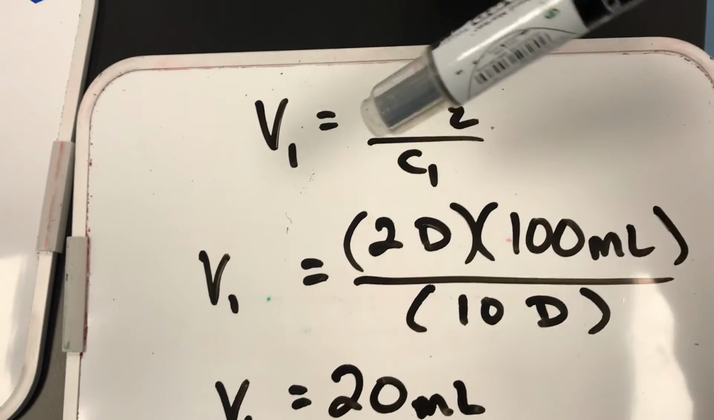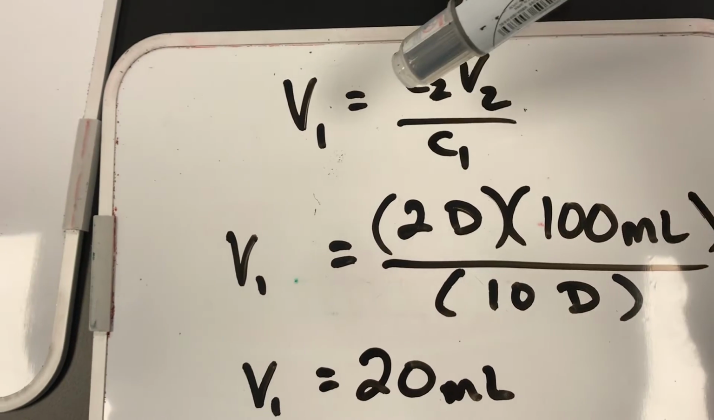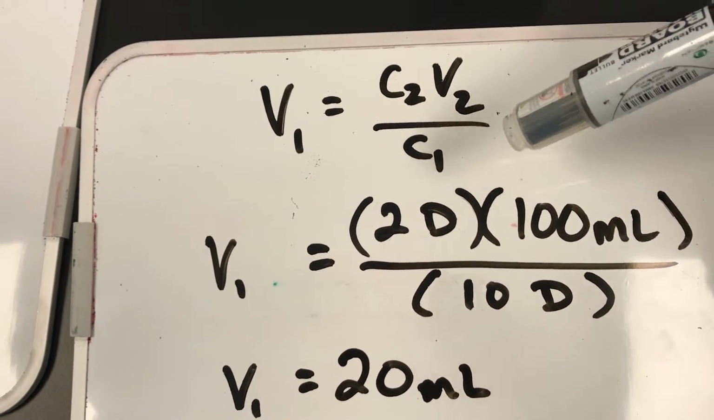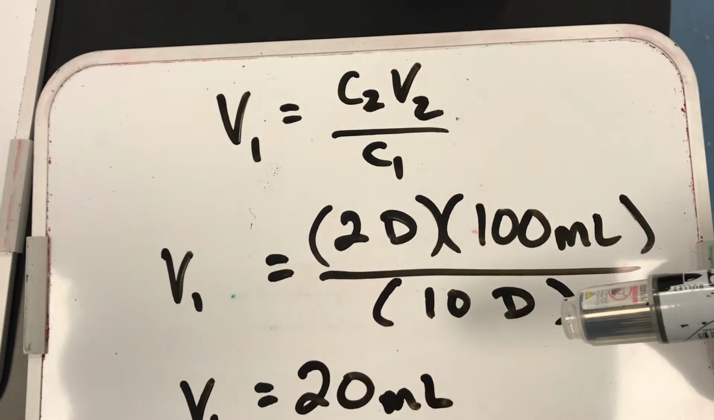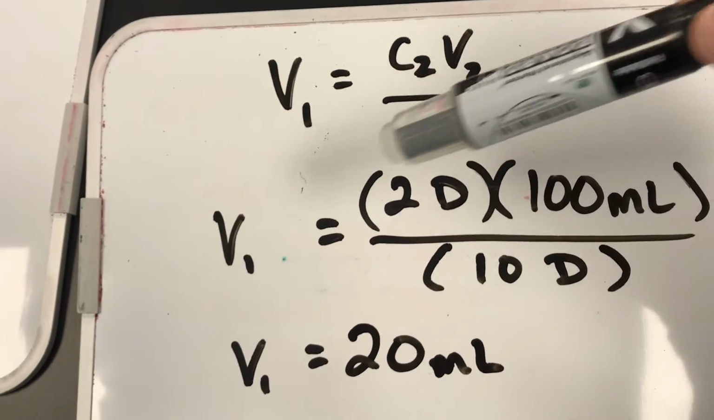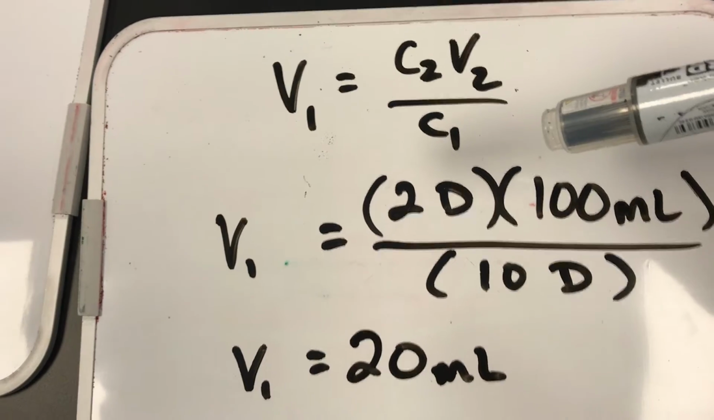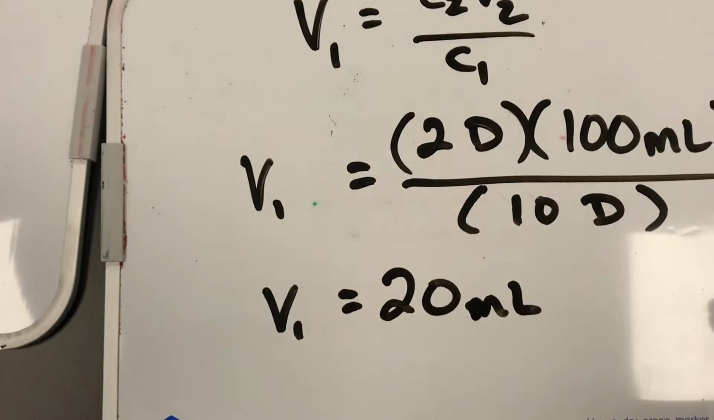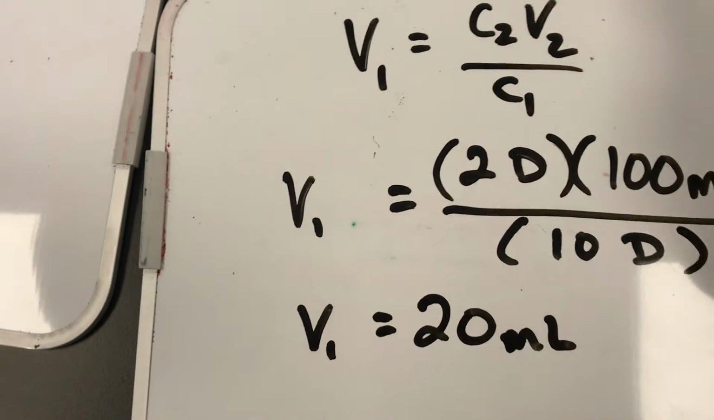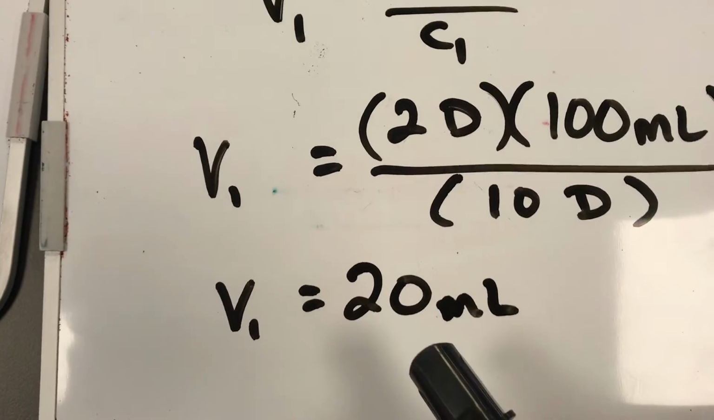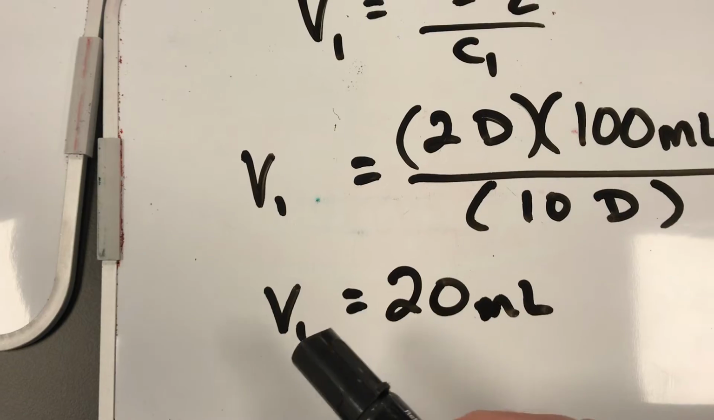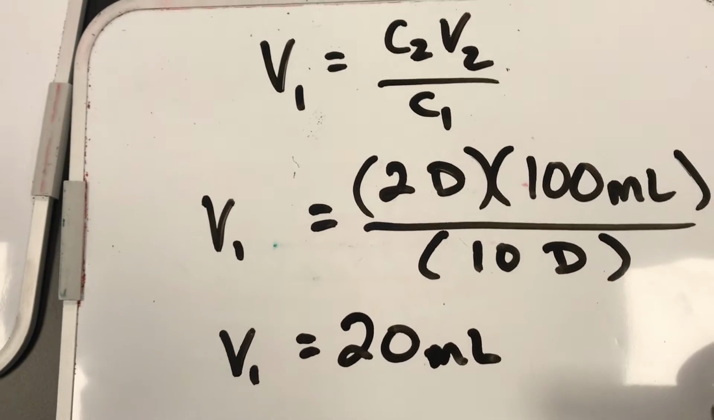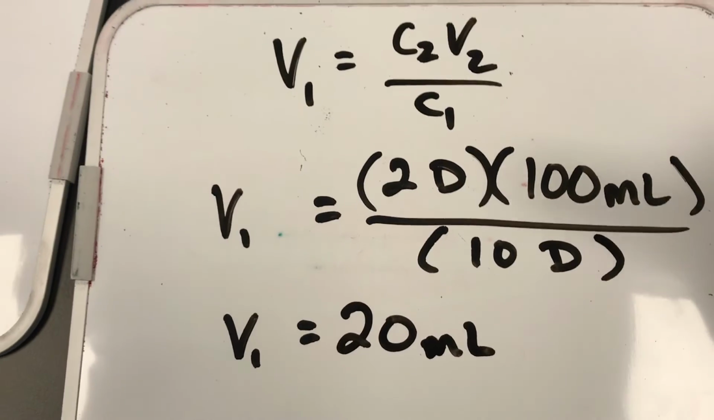So I plugged in what I want to make on the top: C2 and V2, the new concentration and the new volume. And on the bottom, I plug in the original concentration. Well, 2 times 100 is 200, divided by 10 is 20. So this equation tells me that what I need to do is measure out 20 milliliters of my original 10D solution, and then add water to it until I get to 100 mLs.